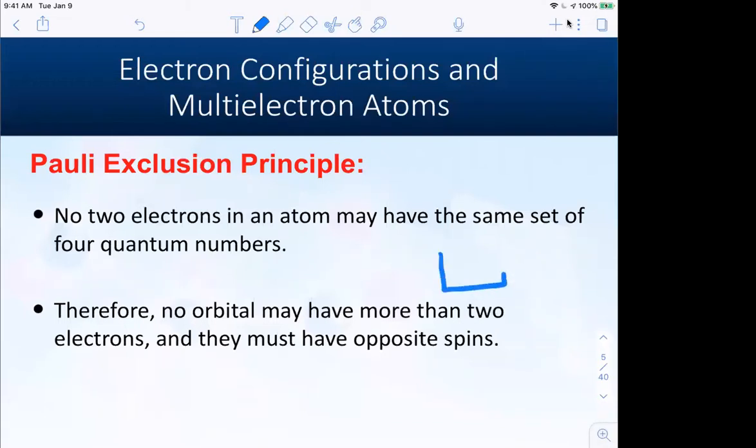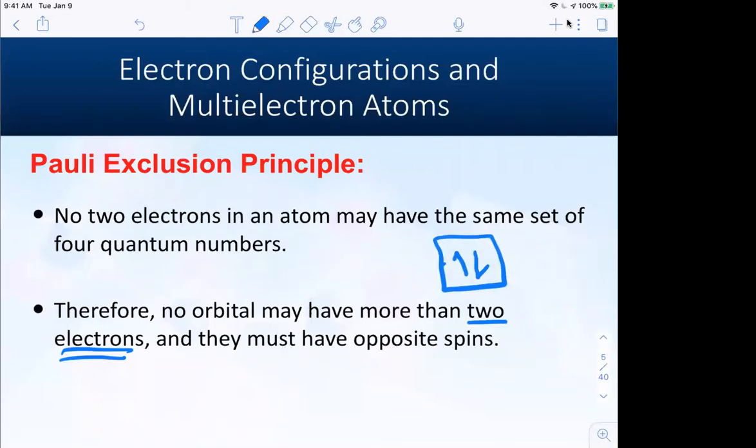So when I have an electron box diagram, if my first electron is spin up, my second electron is spin down, and I can have no more than 2 electrons in any given orbital. That's how I can populate my subshells. In every energy shell, I have 1 s orbital. I can only put 2 electrons in it. Therefore, I can only have 2 electrons per s subshell.